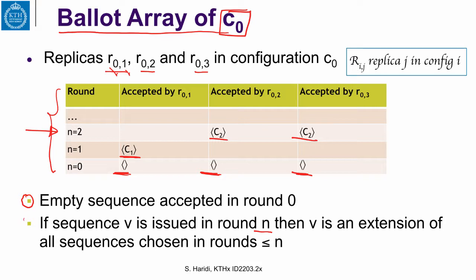So as we said here, if a sequence is issued, for example this sequence, then V is an extension of all chosen sequences at lower rounds, and that is the truth. C2, the sequence C2 is an extension of the empty sequence, which is the only sequence chosen so far.